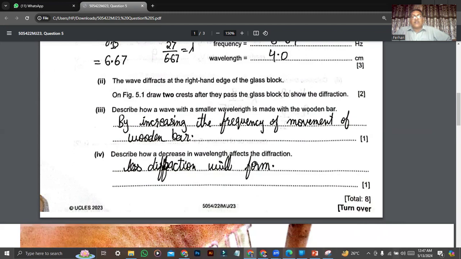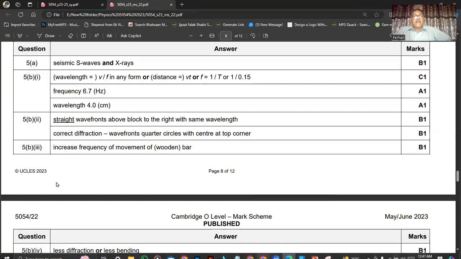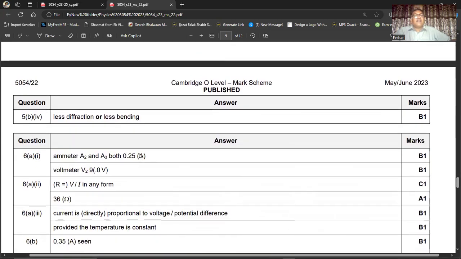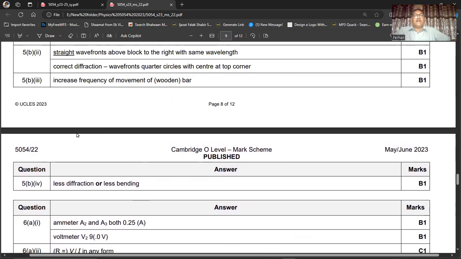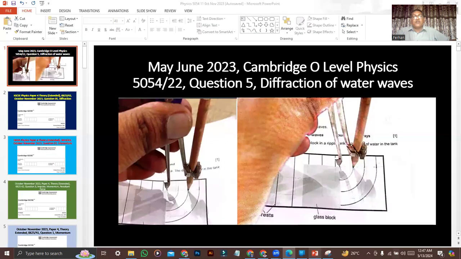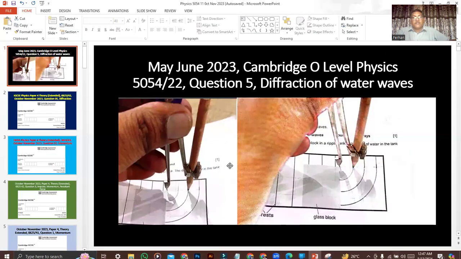Let's have a look at the marking scheme. It says increase the frequency of the movement of the wooden bar, and less diffraction or less bending. So these are the two answers. So we are done with question number 5.